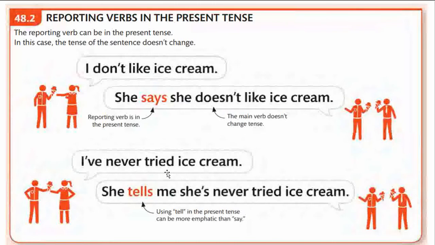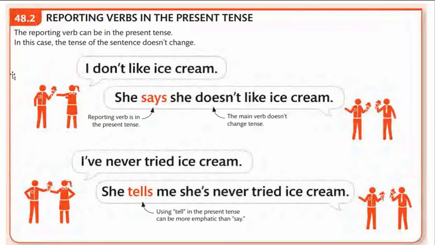I have never tried ice cream. She tells me, she said to me, comma, inverted commas open, I have never tried ice cream. That you will change to she says to me, you will change it to she tells me, she has never tried ice cream. I hope these two rules are understood.